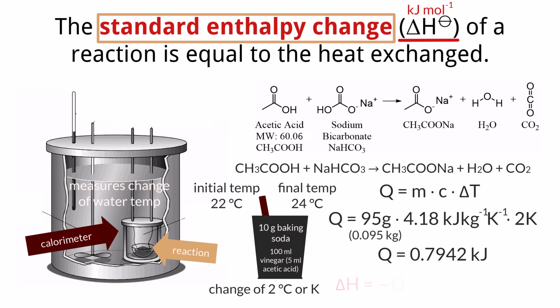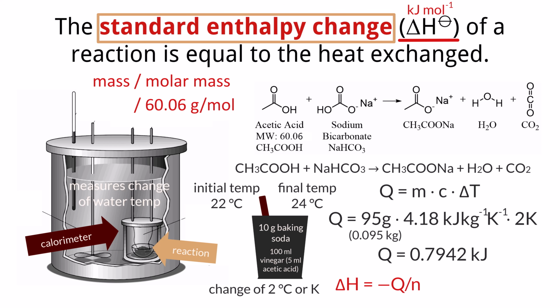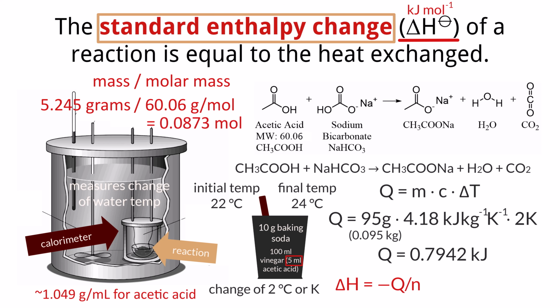Now we need to determine N, the number of moles of the substance, not water, involved in the reaction. To do this, we divide the mass of acetic acid by the molar mass of it, 60.06 grams per mole, but we just have the volume, 5 milliliters. To convert volume to mass, we use the density, which is approximately 1.049 grams per milliliter for acetic acid. So 5 milliliters times 1.049 grams per milliliter equals 5.245 grams of acetic acid. 5.245 grams divided by 60.06 grams per mole equals 0.0873 moles of acetic acid.